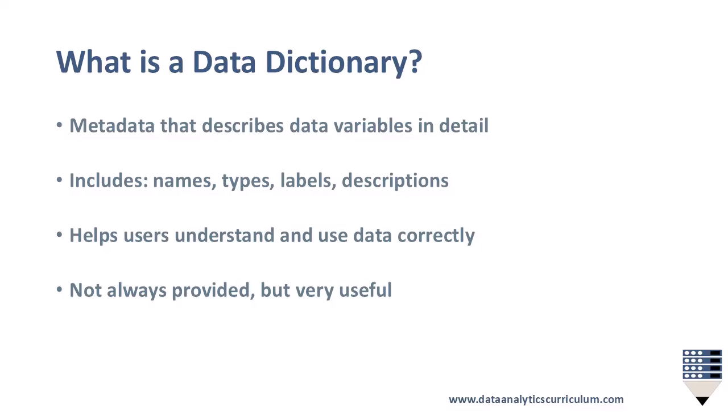What is a data dictionary? A data dictionary is essentially metadata. It's data about your data. It describes every variable in a dataset, its name, type, label, and meaning. In other words, it's a guide that helps users understand what each column represents and how to use it correctly.